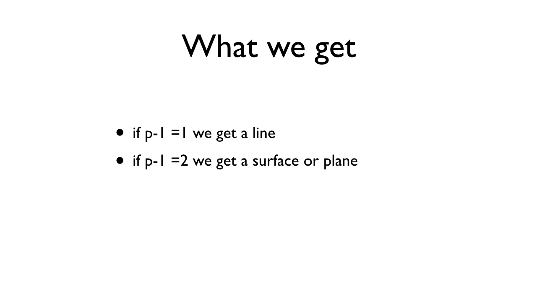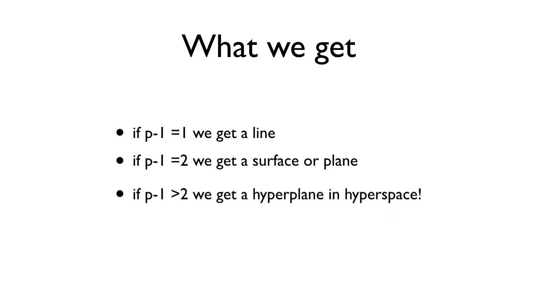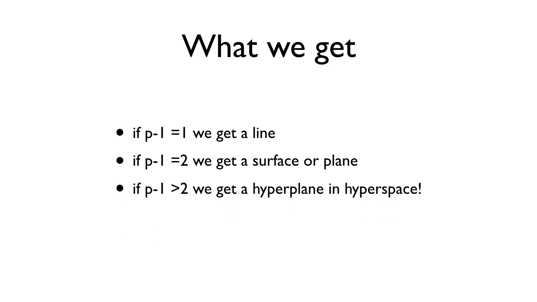So, point is, you get a surface. If p minus 1 is greater than 2, you get a hyperplane in hyperspace. Stop trying to visualize. You can't visualize a hyperplane in hyperspace. Because now, what we could imagine, think of this, is x1 and x2 we get a plane. Now x3 is going to be time, so it moves.